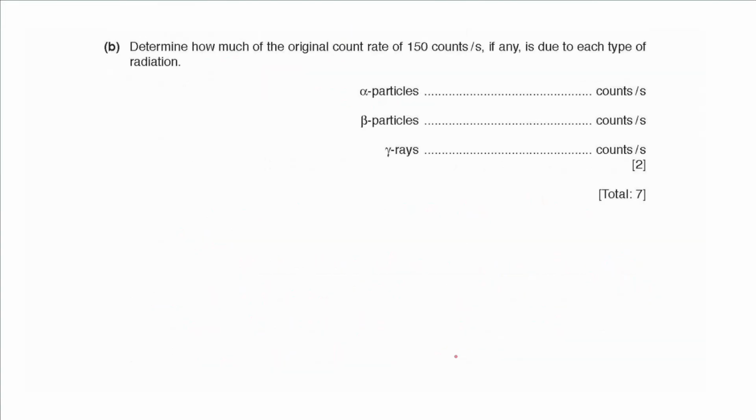Part B says determine how much of the original count rate of 150 counts per second, if any, is due to each type of radiation. Now, after the paper, we dropped from 150 to 60. So that was alpha particles, and the difference between 150 and 60 was 90. And after adding the paper, when we added the magnetic field, the radiation dropped from 60 to 20. So the difference is 40, and that we said was caused by the beta particles. So beta is 40, and there were no gamma rays emitted from the source, so we say the answer here is 0. So this was the end of the exam.